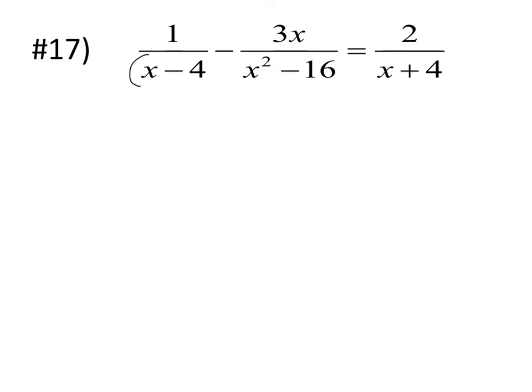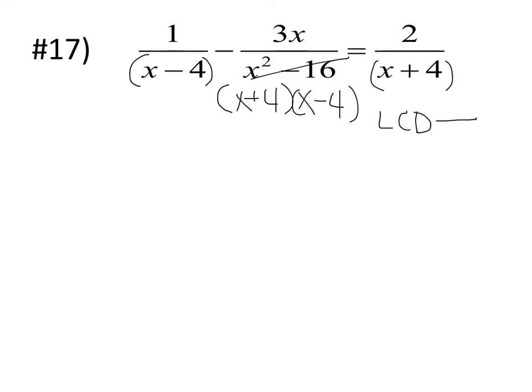Okay, first things first, put parentheses around your binomials. Notice, what is this? Shocker. Difference of squares, guys. It's going to keep coming up. I wasn't kidding. So when you go to write your LCD, you want an x minus 4, and you want an x plus 4. That covers here, here, here, and here.